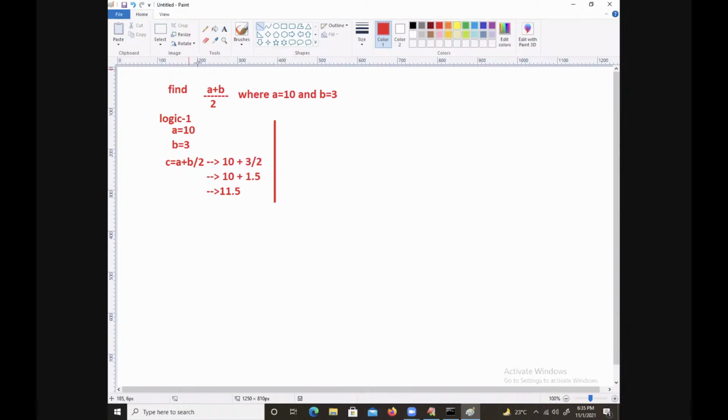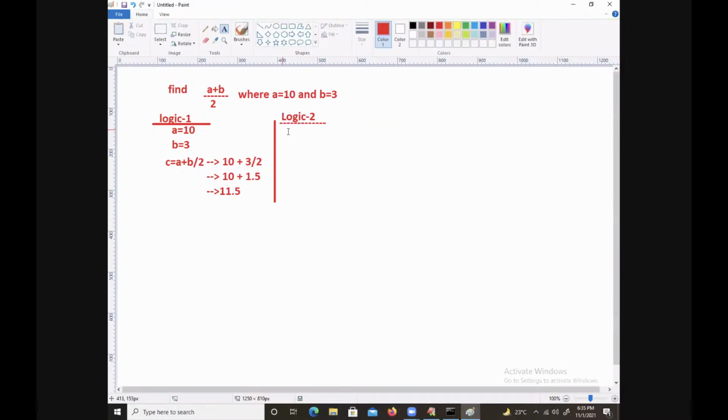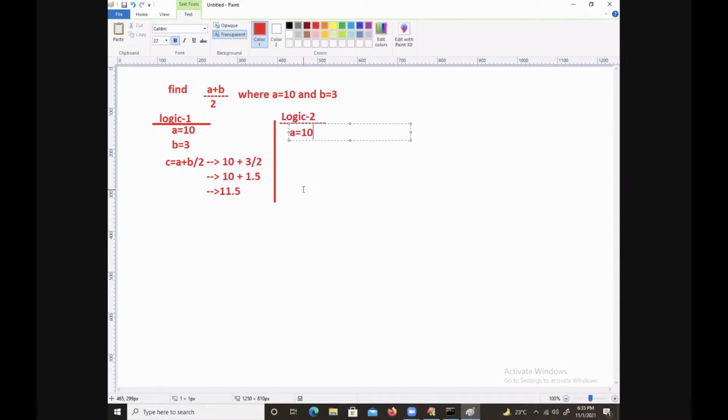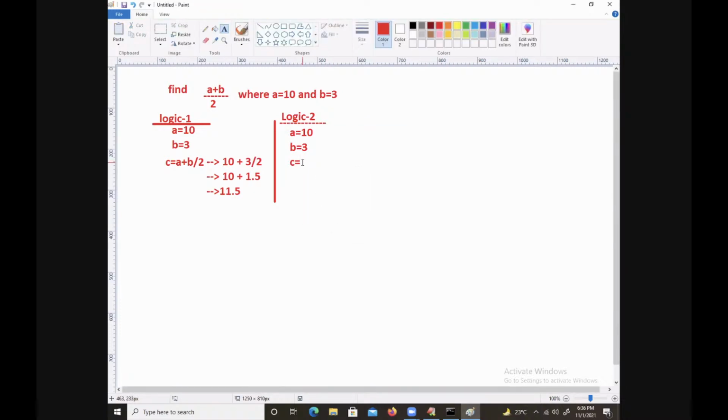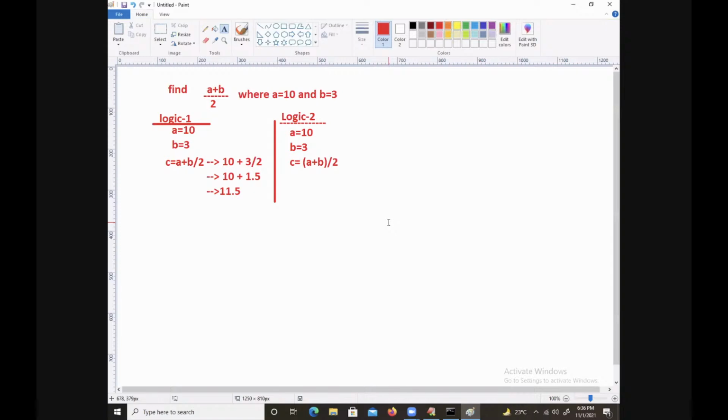And for logic number 2, somebody else is going with it. This is called logic number 1, next is called logic number 2. What is the logic number 2 we have? A is equal to 10, B is equal to 3. Somebody else is calculating C is equal to A plus B, and writing (A plus B) by 2. C is equal to (A plus B) by 2.